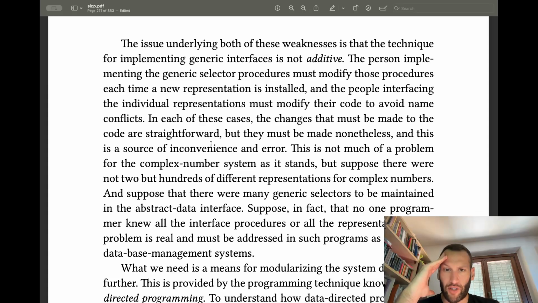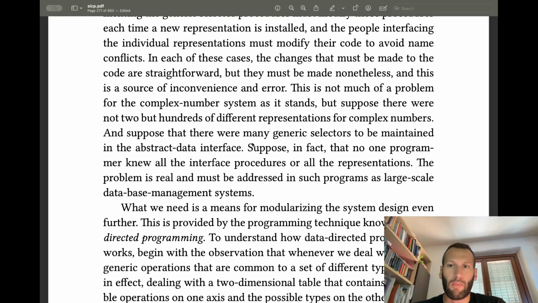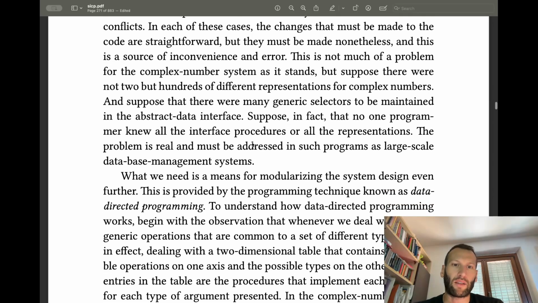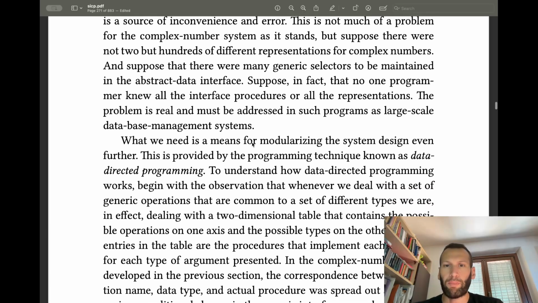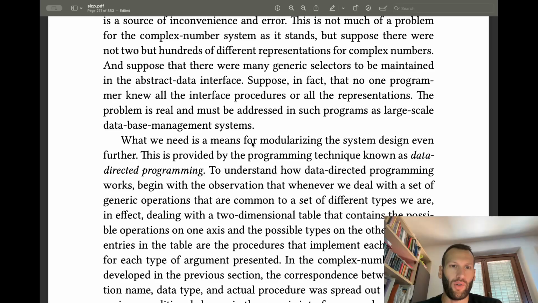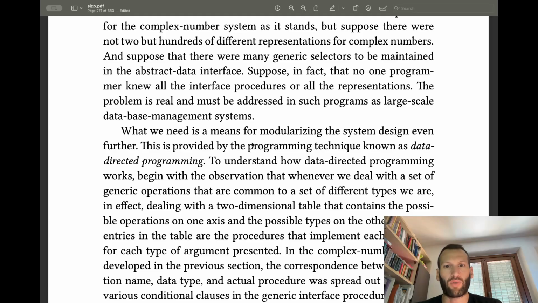In each of these cases, the changes that must be made to the code are straightforward, but they must be made nonetheless. And this is a source of inconvenience and error. This is not much of a problem for the complex number system as it stands, but suppose there were not two but hundreds of different representations for complex numbers. And suppose that there were many generic selectors to be maintained in the abstract data interface. Suppose, in fact, that no one programmer knew all the interface procedures or all the representations. The problem is real and must be addressed in such programs as large-scale database management systems.